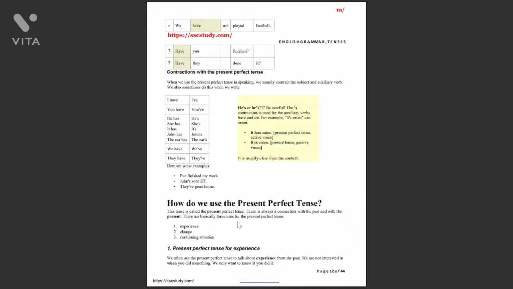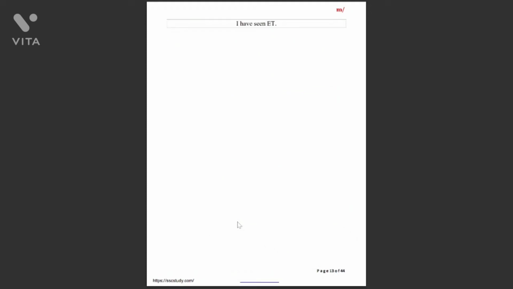We often use the present perfect tense to talk about experiences from the past. We are not interested in when you did something. We only want to know if you did it. Okay, so let us see: I have seen ET.